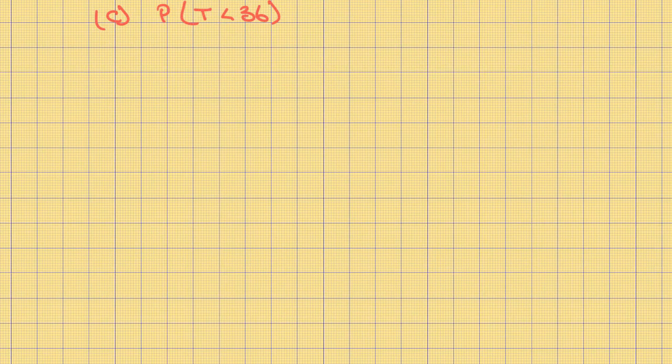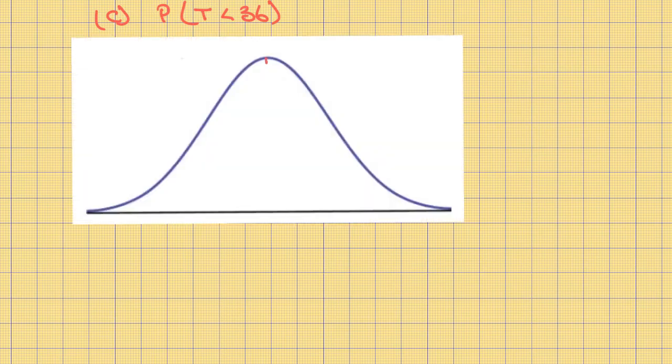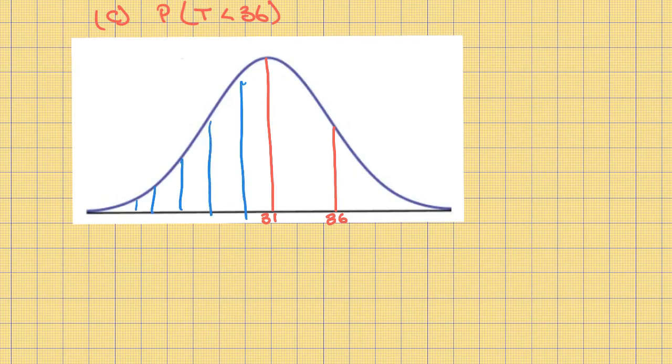And C, the probability that T is less than 36. Again, start with a diagram. Mean of 31. We want less than 36. So we want all this shaded area.